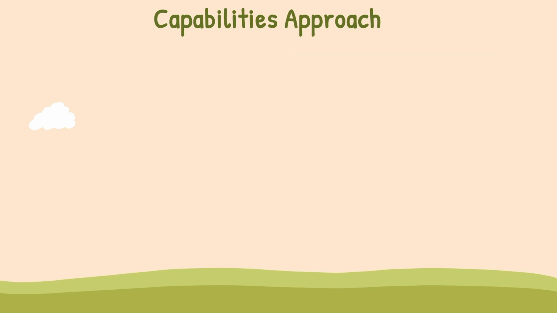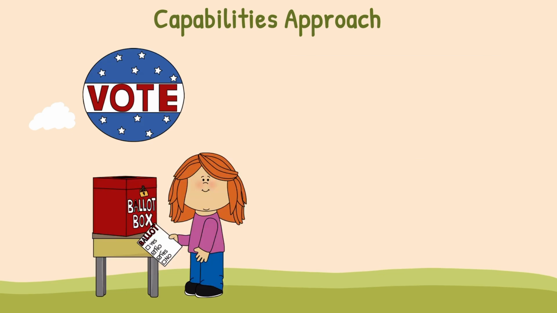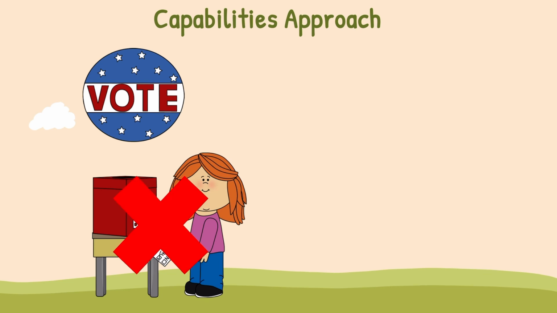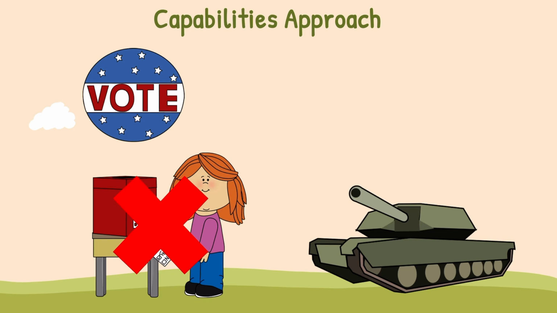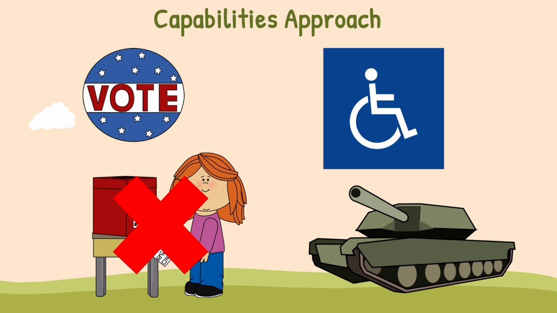Imagine that you have the right to vote in your country. You can then just go vote, right? Wrong. Let's say you have the right to vote, but your country is currently an active war zone, or you have an intellectual or physical disability that prevents you from going to the polls. The capabilities approach argues that yes, while you have the right to vote, since your environment or situation prevents you from acting on that right, you are deprived of that capability entirely.